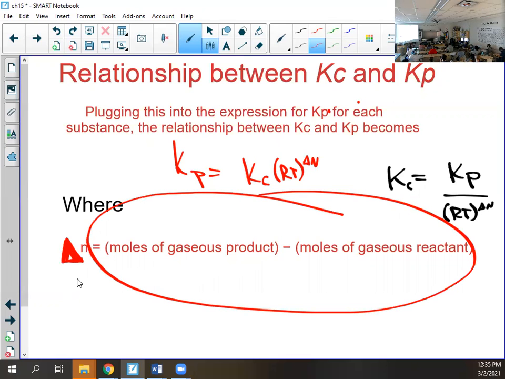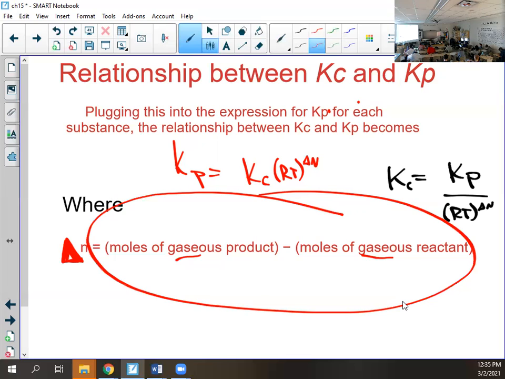Delta n, this is important. It's moles. Look at the screen. Moles of gaseous product minus moles of gaseous reactant. They have to be gases or they don't have a Kp, so Kc and Kp would not relate anyway.